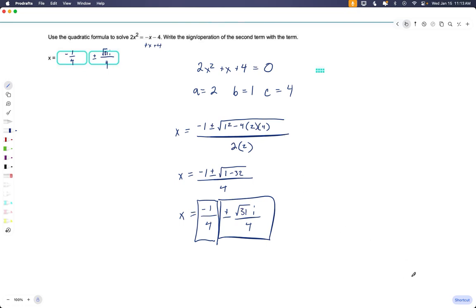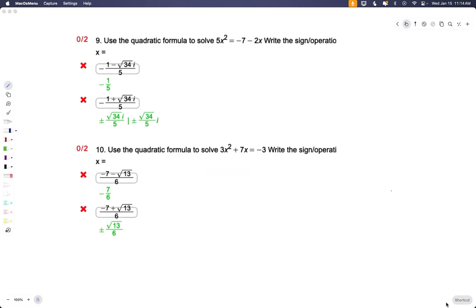All right, let's look at the next one. So that is why these were marked incorrect. It's not because you don't have them right. You do. You've got the right answer. It's just that it wants the first fraction in the first blank, and then in the second blank, it wants you to do plus or minus square root of 34I over 5. That's what it's looking for.